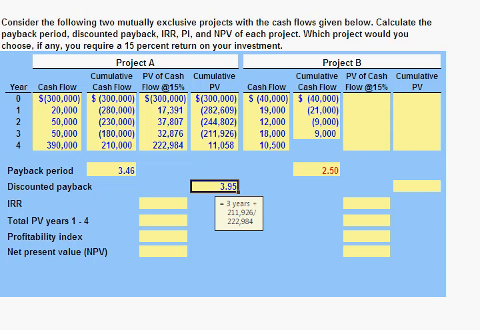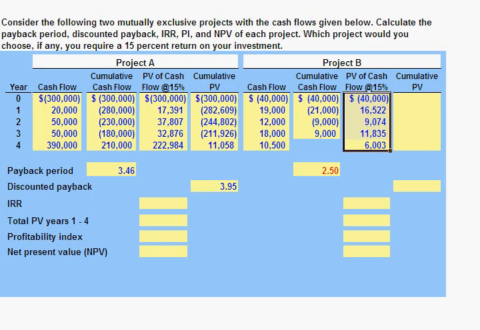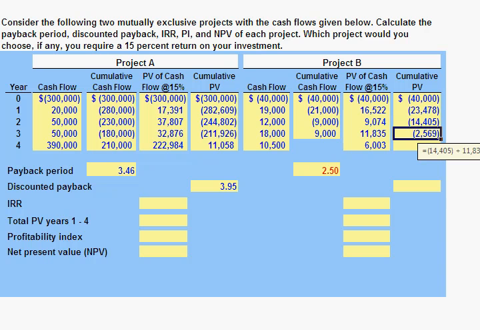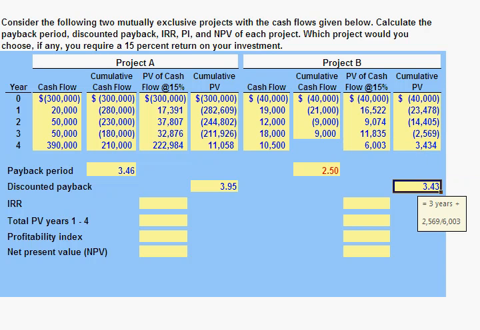The present value of the cash flows for Project B are as follows. On a cumulative basis, we have recovered a portion of our initial investment but still have a deficit of $23,478 after 1 year. After 2 years, we have a $14,000 deficit. After 3 years, we still have a $2,000 deficit, and it's not until the 4th year that we recover our entire initial investment on a present value basis. The discounted payback period for Project B is 3.43 years.